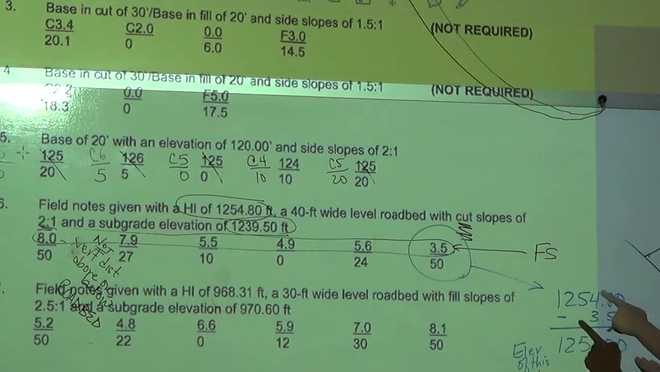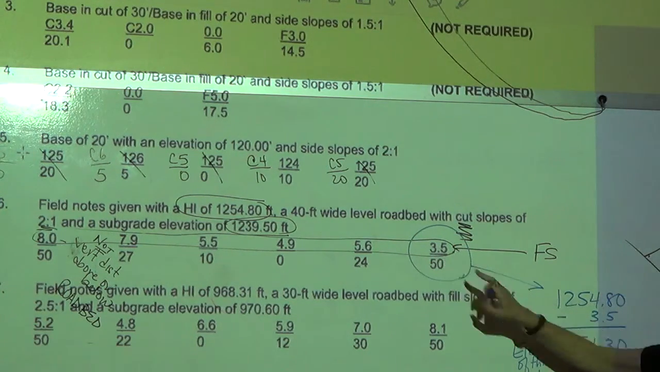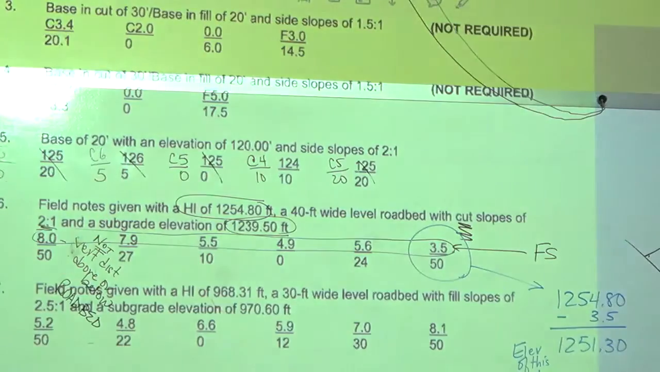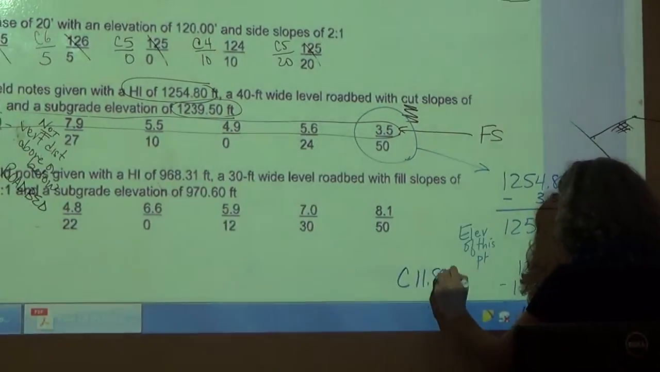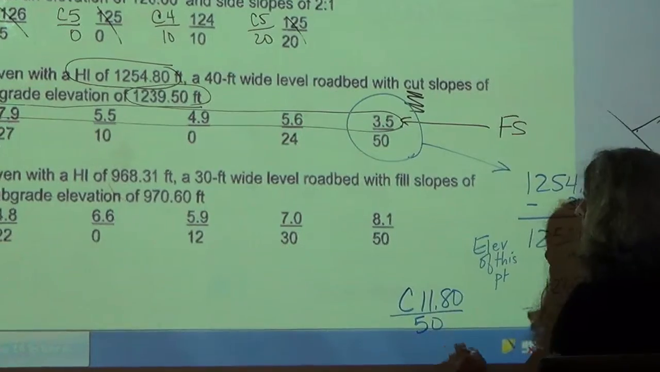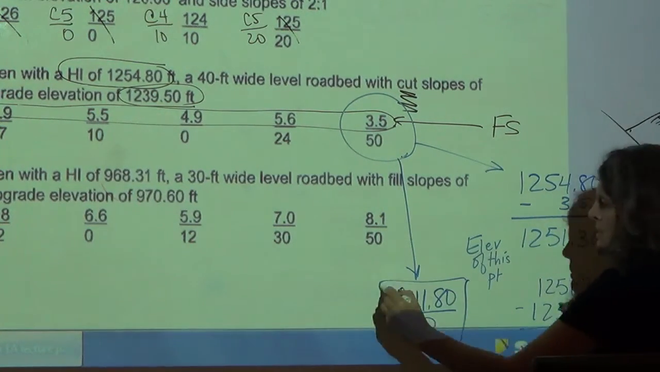So now, how do I find the numerator for this point? What am I going to do? Subtract the road's elevation. Right, so 1251.30 minus the elevation of the road. What does this come out to be? 12.30? Is that right? 13.1. 1251.30 minus 1239, I think it's right. So it's a cut, 12.30 over, we still put the 50 in. So this point became this coordinate.